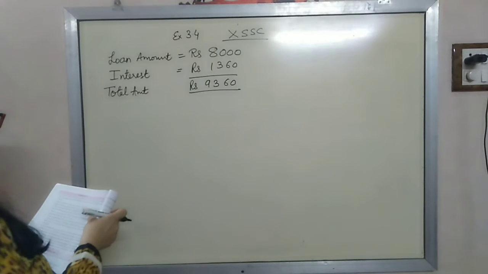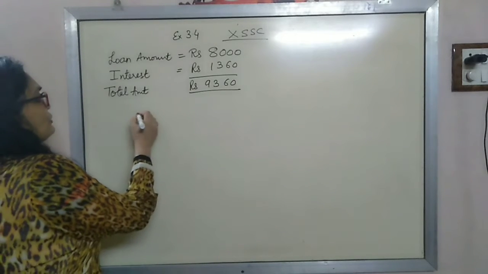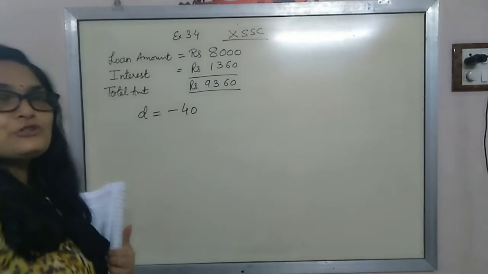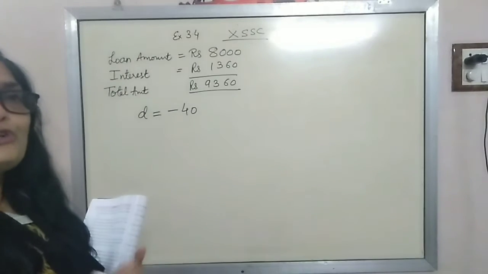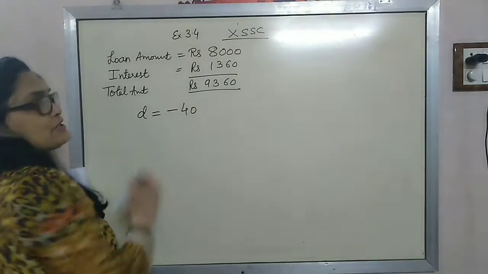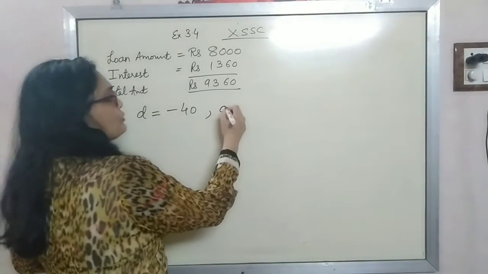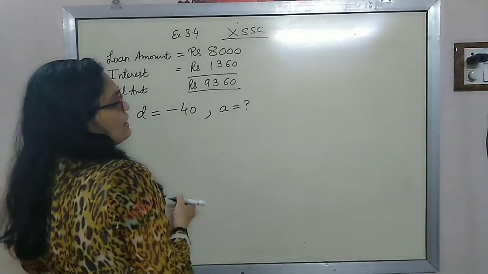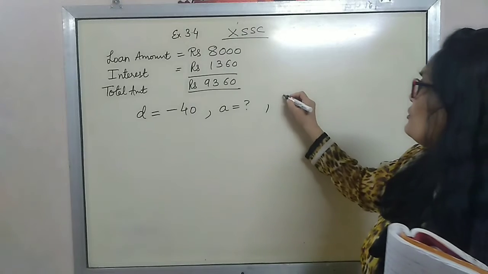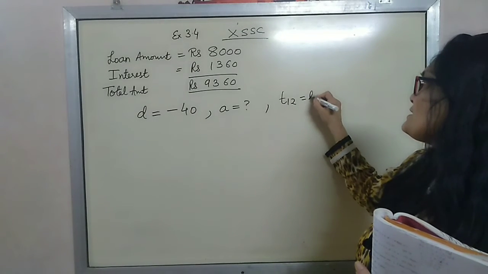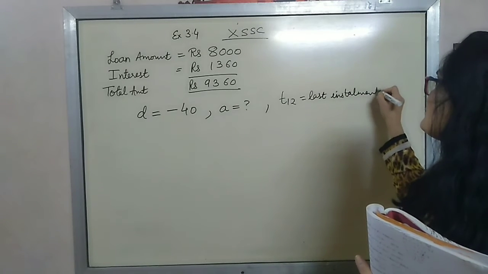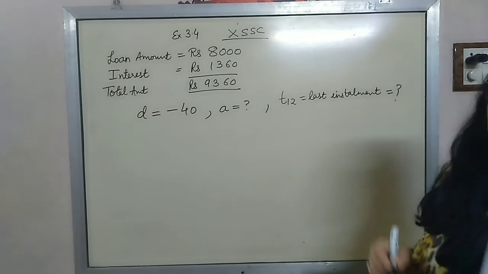Now we know that D is equal to minus 40. Why? Because every new installment is going to be 40 rupees less than the previous one. Okay, तो मतलब 40 minus करेंगे, so D will be minus 40. A we don't know, and last term also we don't know. But last term will be what? There are 12 installments, so T12 will be the last term for the last installment. Okay, this also we don't know.